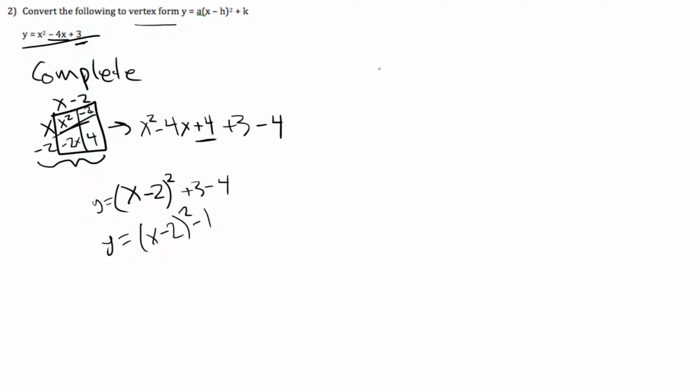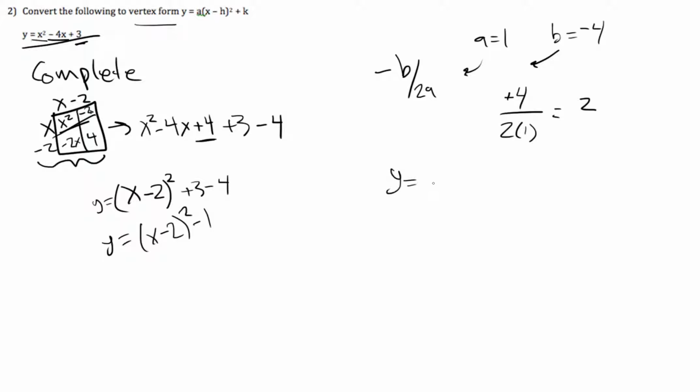Now again, if you do it the other method using our shortcut negative b over 2a, first off, identify a and b. Well, a is just 1 because our coefficient on x squared is 1, and b is negative 4. So if we substitute those values in, we will get negative negative 4, which is positive 4, divided by 2 times a, which is 1. So we have 4 over 2, which is, of course, 2. Now that tells us that is the x-coordinate of our vertex, so we can plug into y equals a, which is 1, x minus 2 squared.